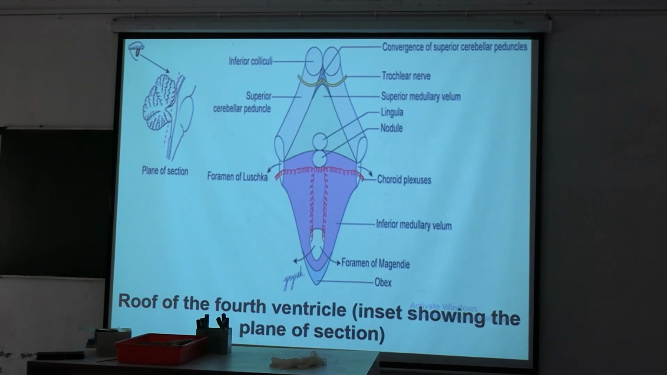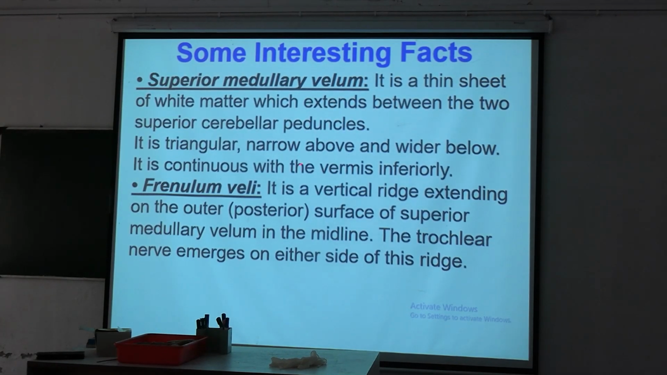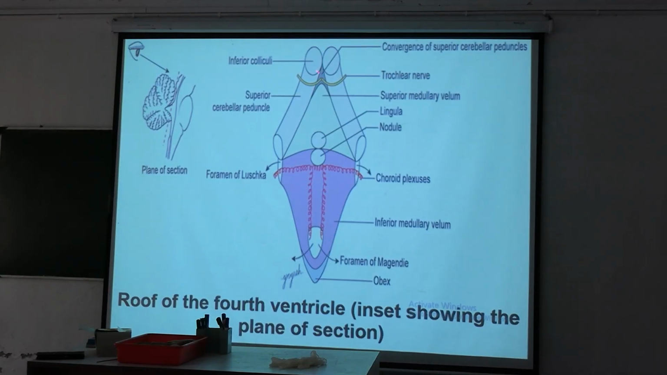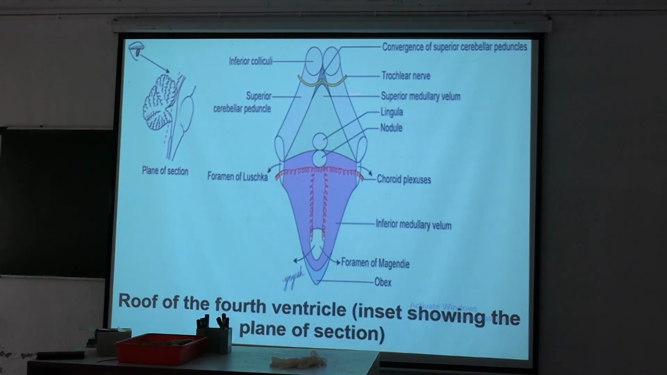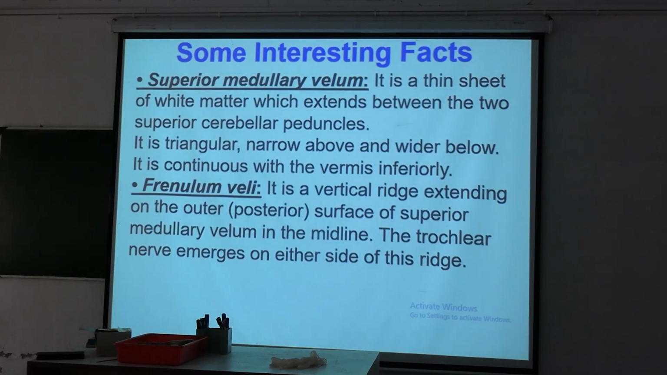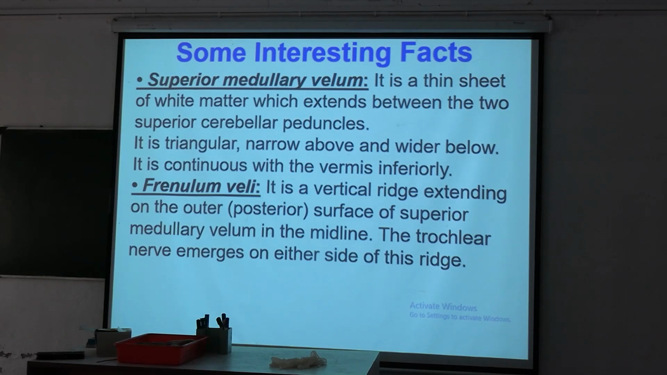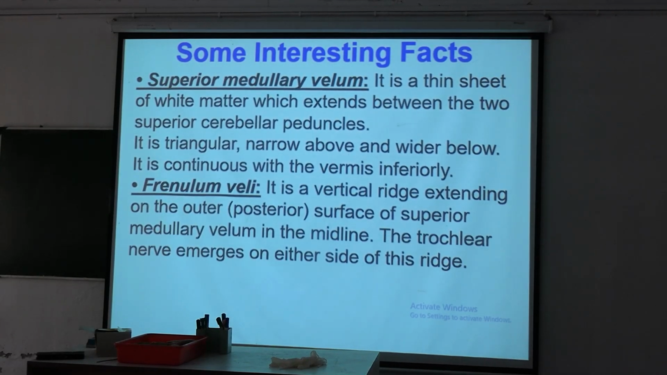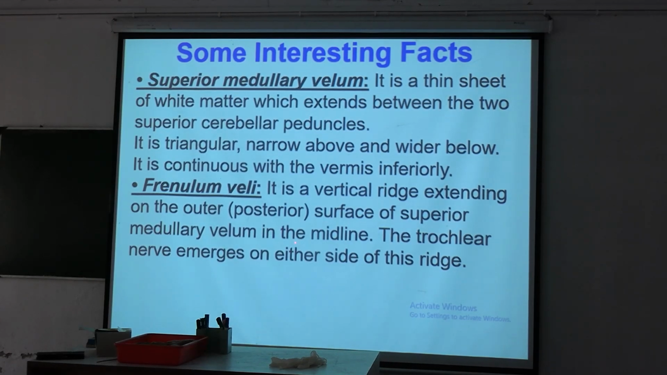Okay, so the superior medullary velum is a sheet of white matter which extends between the two superior cerebellar peduncles. Two superior cerebellar peduncles, they are connected via the superior medullary velum. And it is triangular, narrow above and wide below, continuous with vermis inferiorly. At the frenulum veli, it is a vertical ridge extending on the outer or posterior surface of the superior medullary velum in the midline, and the trochlear nerve emerges on either side of this ridge.